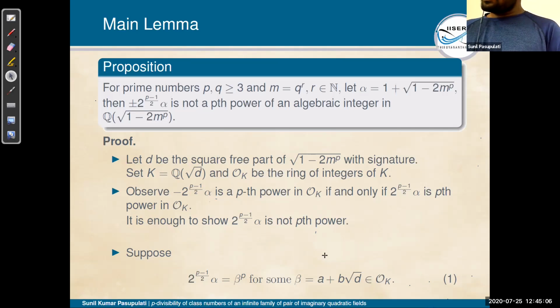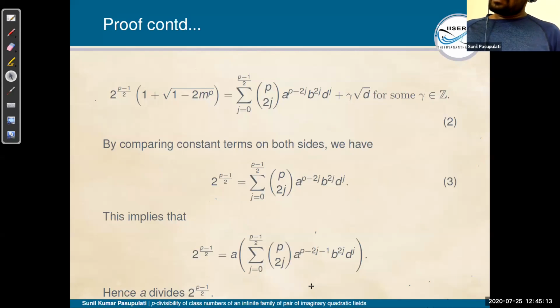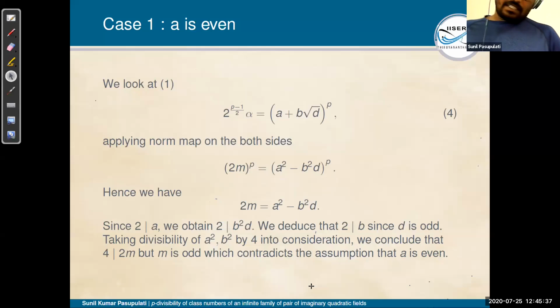Suppose it's a p-th power of some algebraic integer beta. Then we apply the binomial theorem on one side, and on the other side we substitute what alpha is, and then combining the constant terms, we'll have 2 to the power (p minus 1) by 2 equal to this. But observe that A appears in every term in this summation. So we take A out, and this will imply that 2 to the power p times A divides 2 to the power (p minus 1) by 2. There are two cases we'll consider. One is A even; later I'll deal with the case A odd.